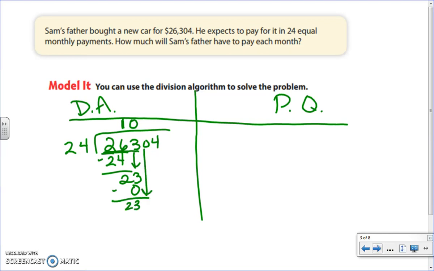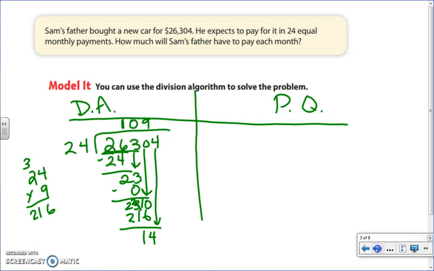23, I bring down the next number, which is 0. Now, I know 24 times 10 is 240, so I'm going to say that 24 times 9 is going to be just under 230. And so when I do that calculation, looks like I get 216. When I subtract, I better do the borrowing just in case someone's still not clear about that. 14, and I bring down the next 4.